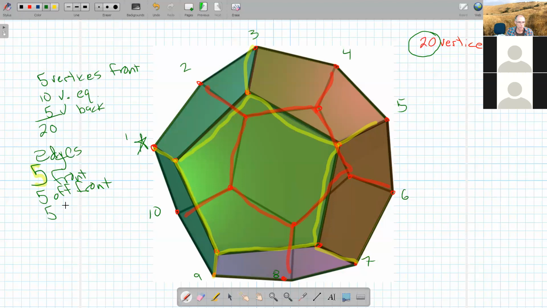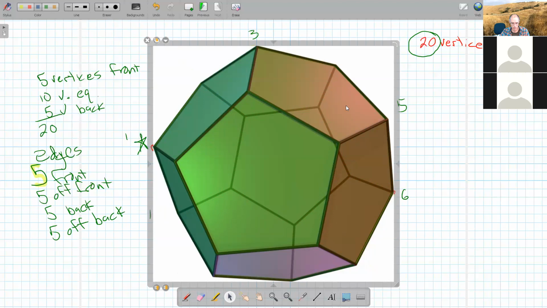So I've got 5 edges in front, 5 in back. There's 5 coming off of the front vertices, and there's 5 coming off of the back vertices. But then we've got that whole equator coming around the outside. So the equator, switch highlighters, let's try blue this time. And this is getting too messy. Let's make a new copy of this sucker to get those.